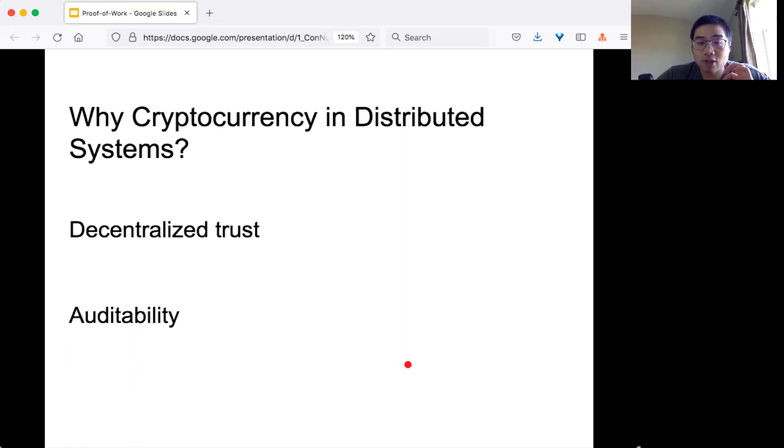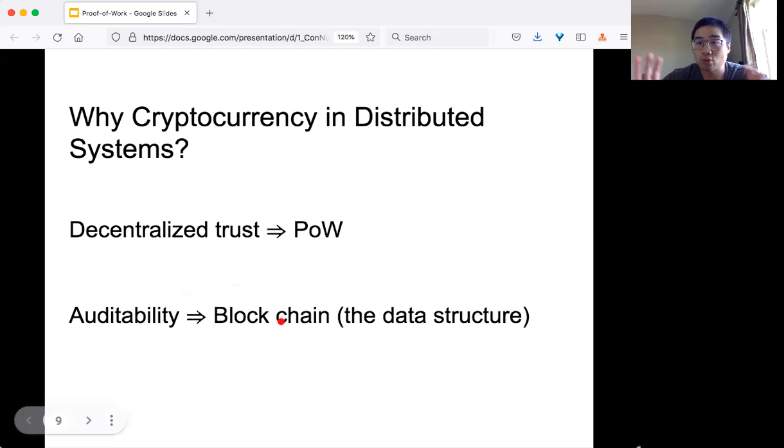And then the next one is auditability, meaning that once we agree on something, if someone tampers with it, we should be able to detect it. So last time we talked about hash pointer and blockchain. The data structure can be used to address the auditability issue. And today we are going to talk about proof of work, and how it is combined with blockchain to build decentralized trust. That is the foundation for most of the cryptocurrency systems nowadays.